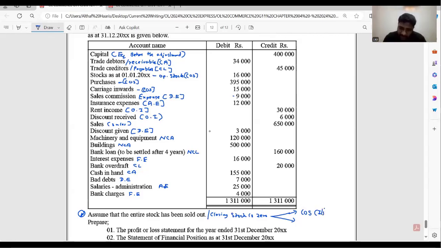Under the cost of sales, it will be recorded. The other one is in your balance sheet under the current assets. In your balance sheet under the current assets you also have to write the stock. So in this question, for both places you have to write 0. Remember that. Closing stock will be recorded in 2 places.